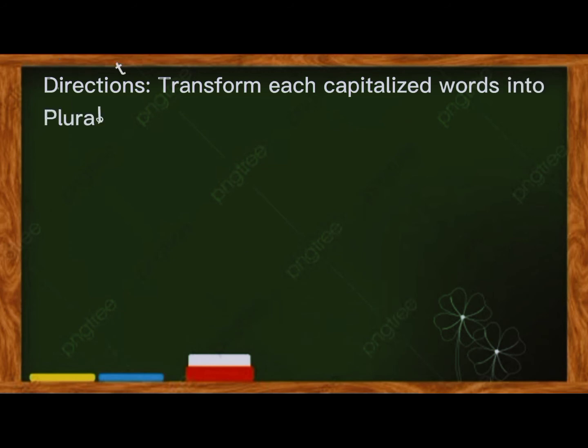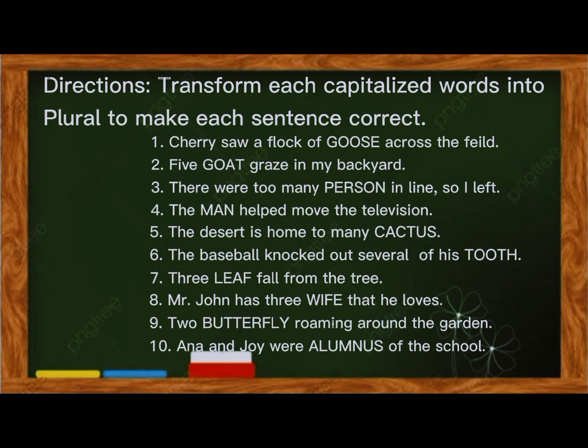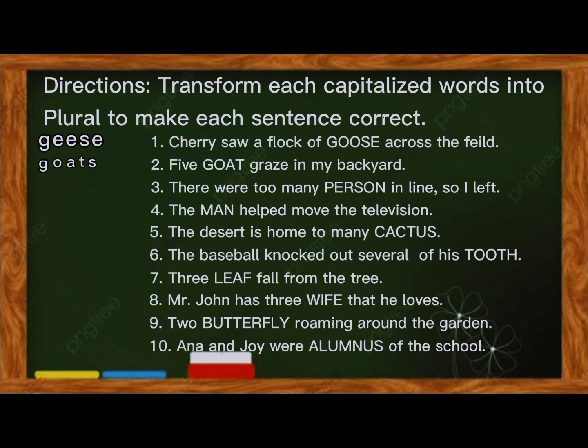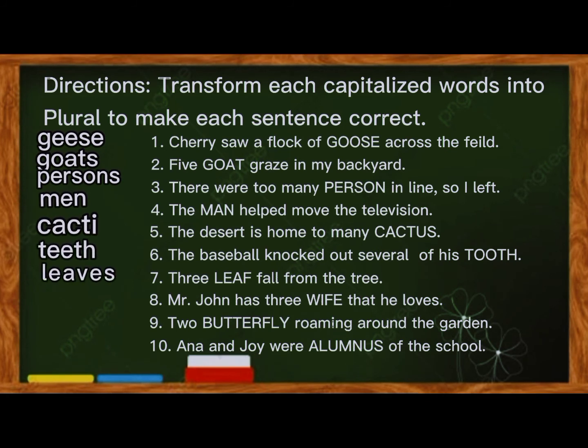Now, is your pen and paper ready? All set? Alright, so let's have an activity. Directions: Transform each capitalized word into plural to make each sentence correct. Now let's check our answers. Geese, goats, persons, men, cacti, teeth, leaves, wives, butterflies, alumni. Did you answer it correctly? Excellent! Give yourself a big round of applause.